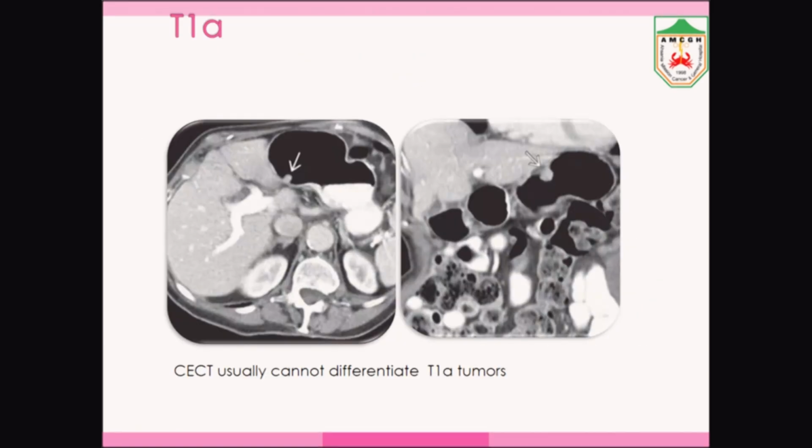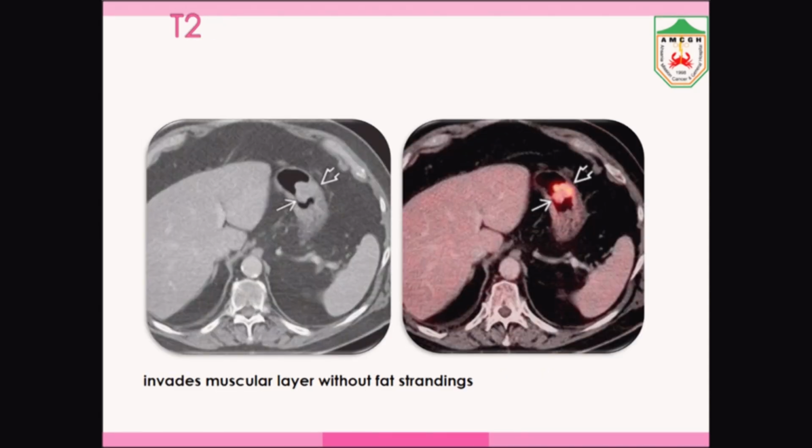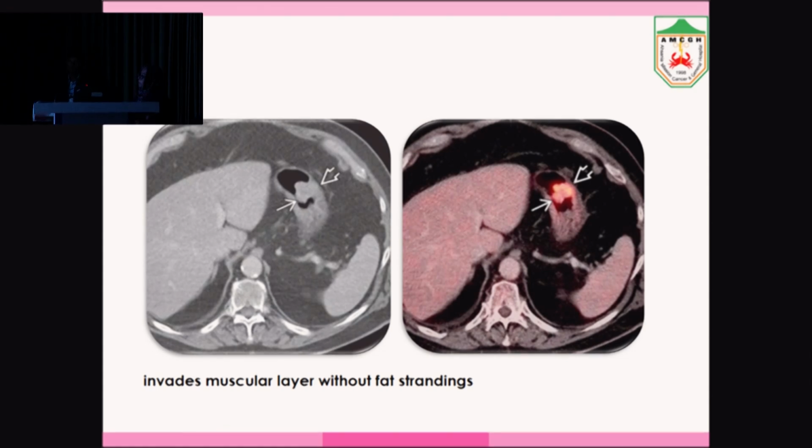For staging, T1A: CT scan is not capable of detecting the T1A tumor. This is incidentally detected as a tiny polypoidal lesion. T1B is shown as a focal wall thickening but with preserved hypodense submucosal layer. T2 is showing as a polypoidal lesion which invades the muscularis layer without fat stranding, which is better depicted on PET scan.